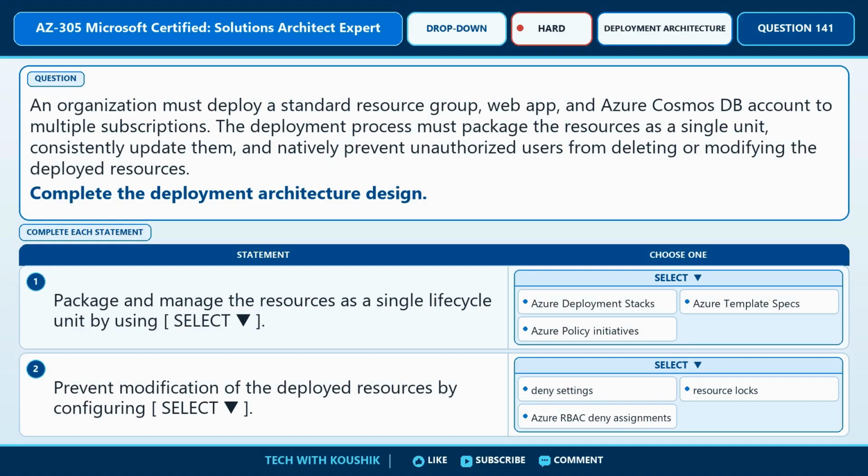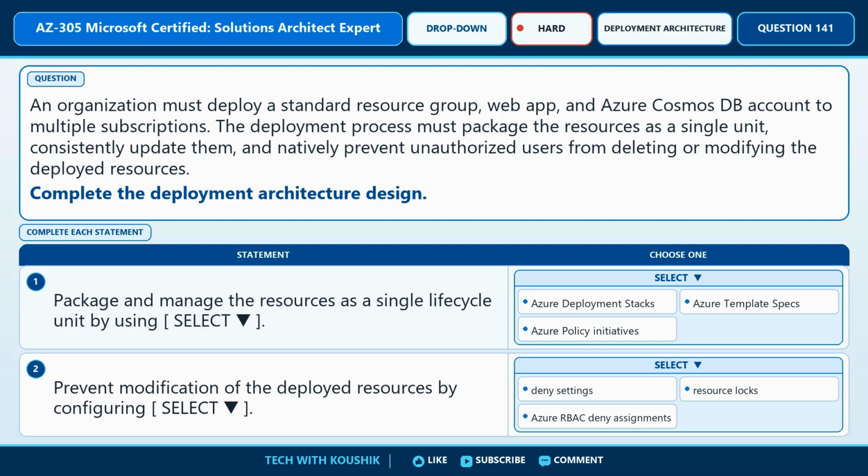Consider this scenario. An organization must deploy a standard resource group, web app, and Azure Cosmos DB account to multiple subscriptions. The deployment process must package the resources as a single unit, consistently update them, and natively prevent unauthorized users from deleting or modifying the deployed resources. Complete the deployment architecture design. Statement 1. Package and manage the resources as a single lifecycle unit by using the blank. Choose between Azure Deployment Stacks, Azure Template Specs, or Azure Policy Initiatives.